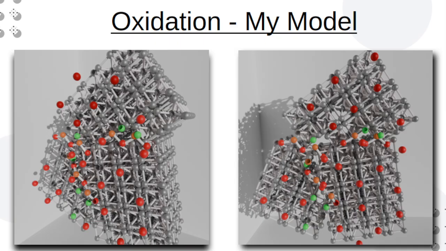And this is my model representing oxidation. Here are three grains with a visible grain boundary, and this is showing red oxygen atoms approaching it, and you can see some ferric oxide that has formed near the grain boundaries, and those green atoms are chromium.